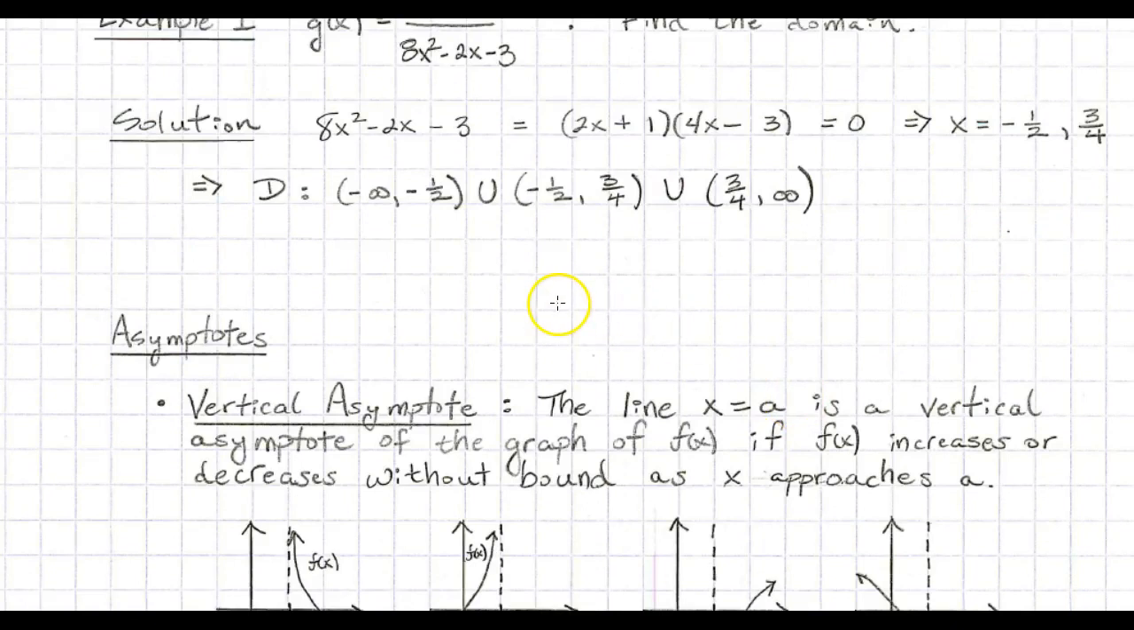To put that into interval notation, it would be minus infinity to minus 1/2, open parentheses because we cannot include minus 1/2, union, which is or, minus 1/2 to 3/4, open parentheses, union, 3/4 to infinity. Of course, it's always open parentheses at infinity.